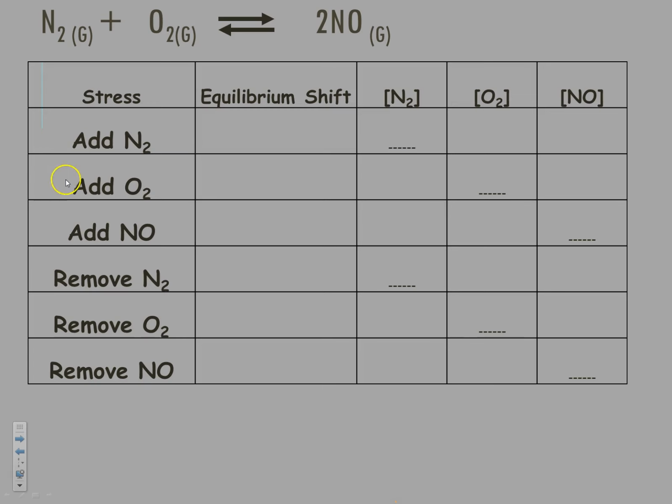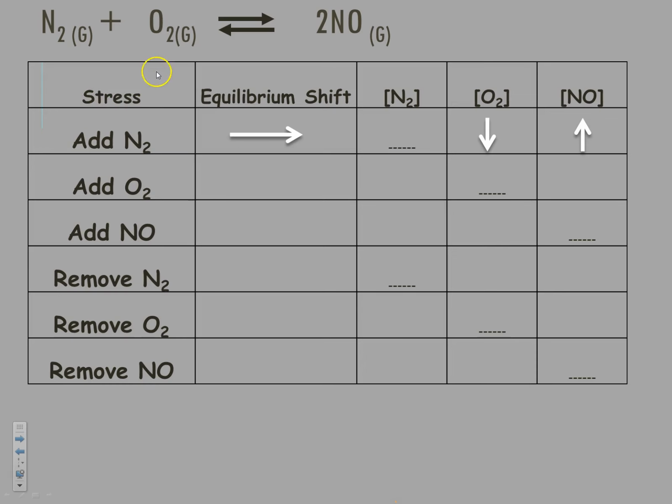Okay. So the stress we're putting on it first here, it says we're adding N2, so you have to think how it's going to react. It's going to try and get rid of the N2. If it's getting rid of the N2, it's going to this side over here. It's going to the right where we don't have any N2. All right, so we're going to the right. N2 we're artificially manipulating, so we're not going to have a blank for that one. O2 is going to be going down because that's going to be consumed. Okay, and NO being here on the product side, as it's shifting to the right, the concentration of NO is going to go up.